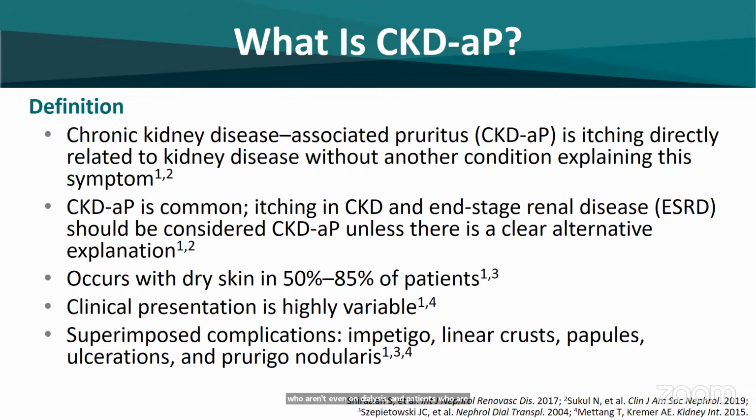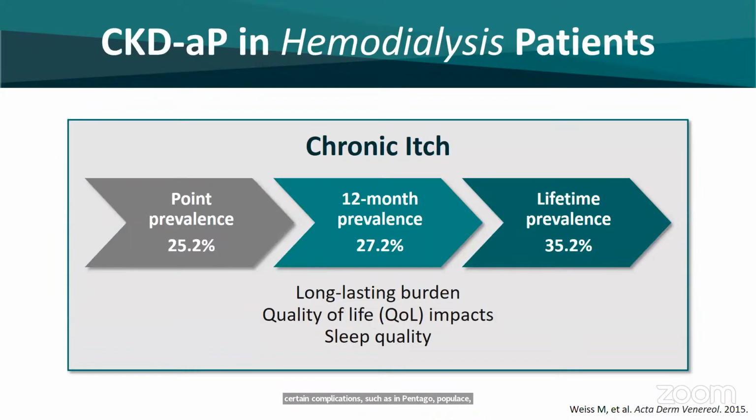So it occurs with dry skin in about 50 to 85% of our patients. The clinical presentation is highly variable, and it can be superimposed with certain complications such as impetigo, papules, ulcerations, or prurigo nodularis. So in our hemodialysis patients, what does the chronic itch look like? How prevalent is it? Our point prevalence is about 25.2% of our patients. At 12 months, about 27.2%, and lifelong prevalence is about 35% of patients.